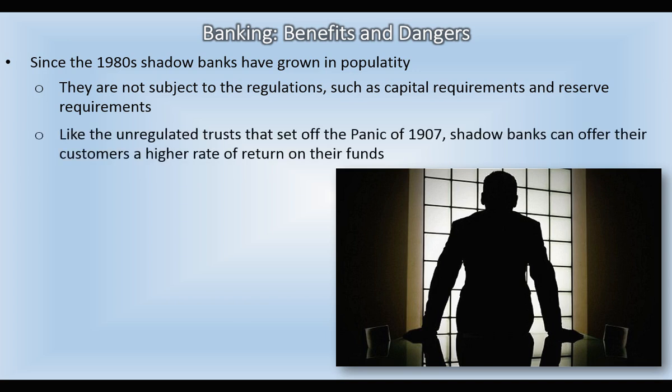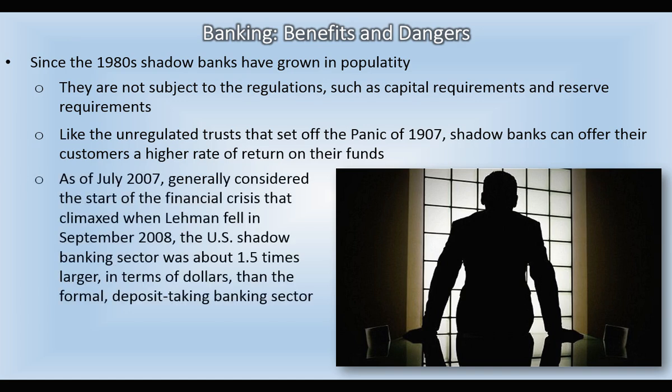Like the unregulated trusts that set off the panic in 1907, so we talked about these trusts a couple of chapters ago, that again were initially just meant to manage the wealth of dead rich people, but eventually realized, we can be investing, and then they did invest, and then people started investing in the trust, which then led to big bubbles, financial bubbles, which we'll talk about, which ultimately burst and caused all sorts of terrible ramifications throughout the economy. So like the unregulated trust that set off the panic of 1907, shadow banks can offer their customers a high rate of return on their funds. So there's definitely an appeal to depositors to put their money into shadow banks versus depository institutions because they take riskier bets and therefore they have higher returns.